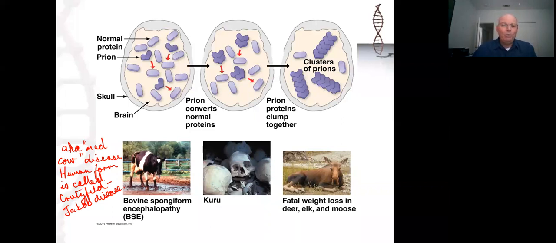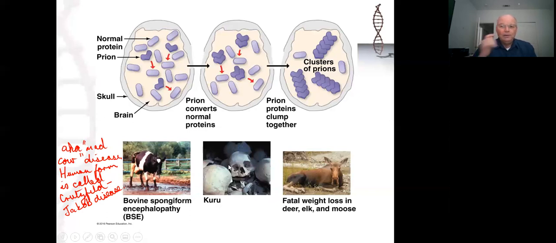And because cooking can't destroy these prions, it doesn't matter how well you cook your hamburgers or whatever it is that you're cooking. You can't destroy the prions. They're already misfolded, so you can't misfold something that's already misfolded. And the mere presence of these prions causes the normally folded proteins to misfold to match the prions, and that's what gives rise to the disease.